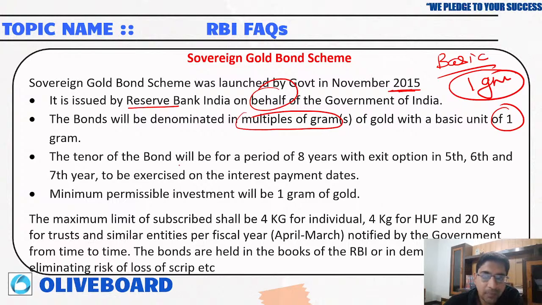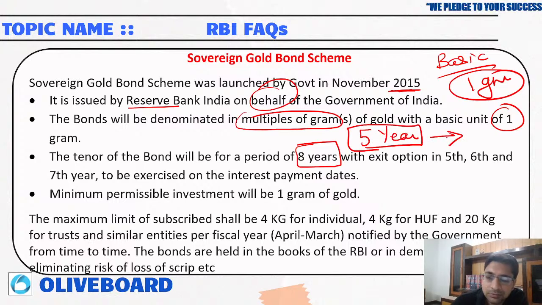The tenure of the bond is a period of 8 years. If you take a bond, it will be for 8 years. You will get the exit option at the 5th year, 6th year, and 7th year. So till the 5th year your money will be blocked. After that you have an exit option. The minimum permissible investment is 1 gram.